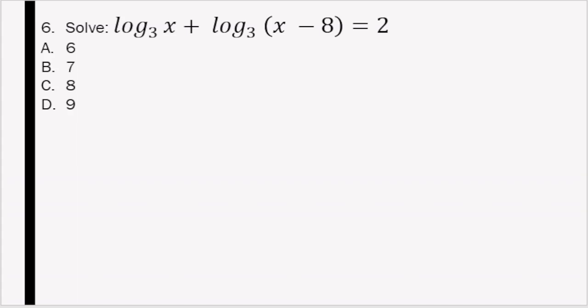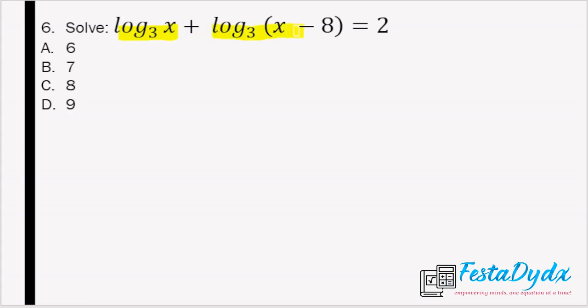For question number 6, we have: solve log x base 3 plus log (x minus 8) base 3 equal to 2. For this question, we'll be introducing one of the laws of logarithm, which is the addition law. It says that whenever we have an addition here, it leads us to multiplication. Considering that the logarithms are in the same base, base 3 here and base 3 here, we're going to pick one of the log base 3, then combine the values x and x minus 8 with a multiplication sign.